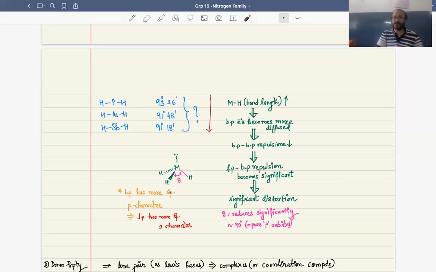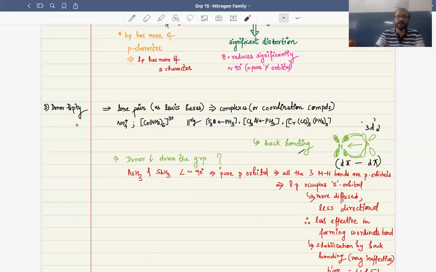Okay. Now, how does this affect the Lewis basic character of the group 15 elements? Lewis base character is the one that causes the donor property of the group 15 elements. So ammonia, as we know, has a pyramidal structure and contains a lone pair of electrons. Since that pair of electrons is available for bonding, it acts as a Lewis base, and because of this Lewis base character it can act as a ligand to form various coordination complexes.